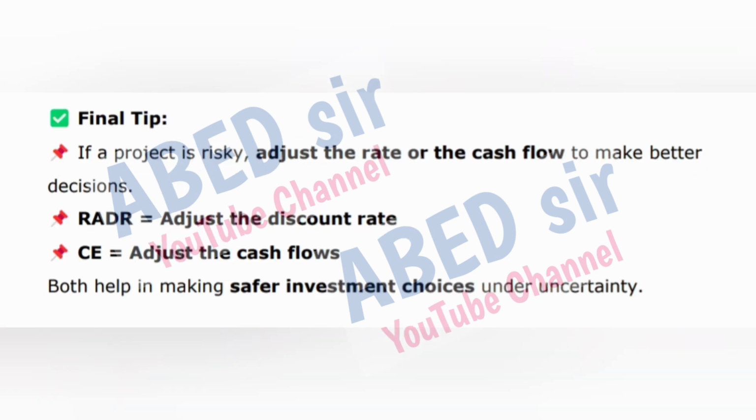Final tip: if a project is risky, adjust the rate or the cash flow to make better decisions. RADR is equal to adjust the discount rate. CE is equal to adjust the cash flows. Both help in making safer investment choices under uncertainty.